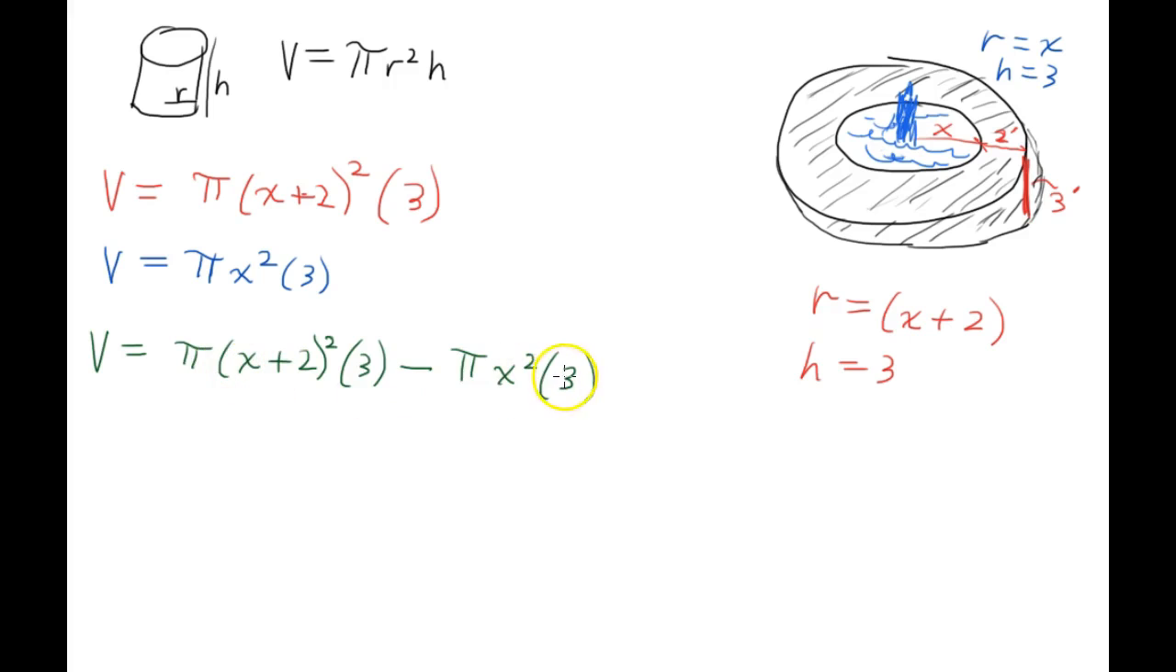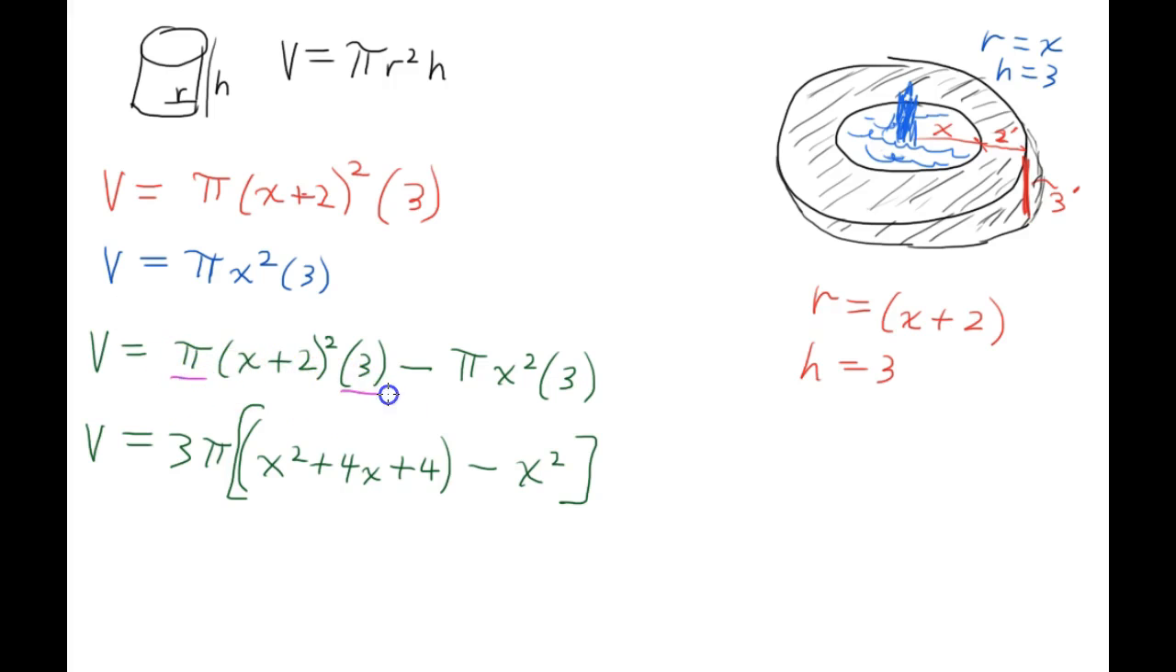So let's factor out a pi and a 3. I'm going to do a few things here. So 3 pi, I'm factoring that out. And then in here, I'm going to multiply x plus 2 quantity squared. That's going to be x squared plus 4x plus 4 minus this x squared. And I better put brackets around that. So I've factored out, let's put some color around here, I factored out the pi and the 3 right there.